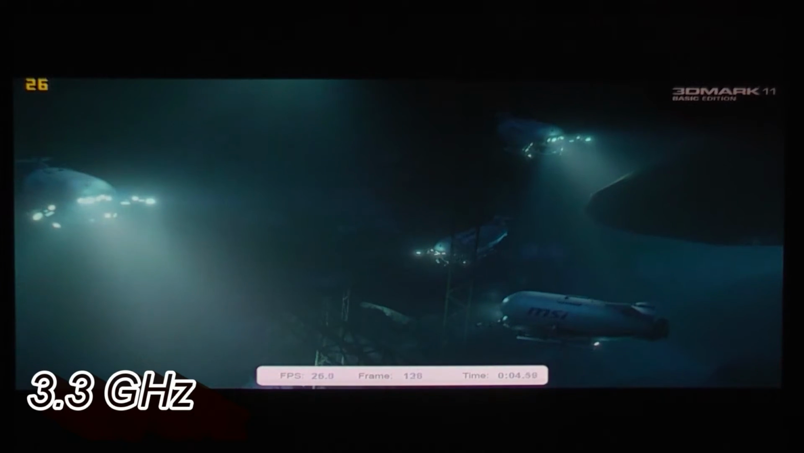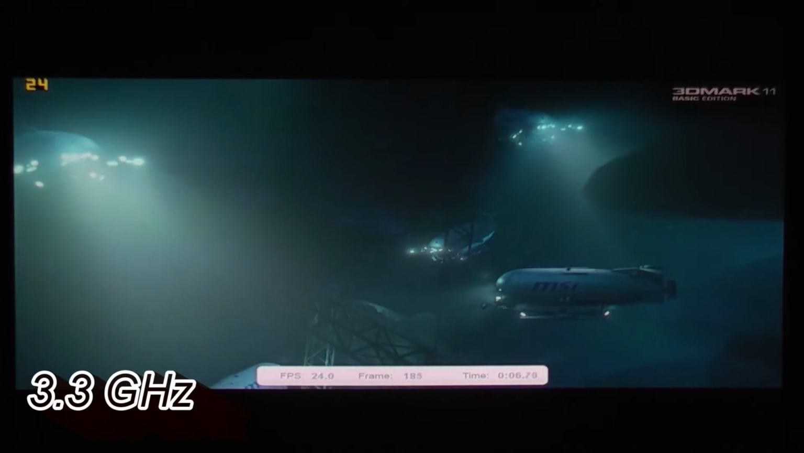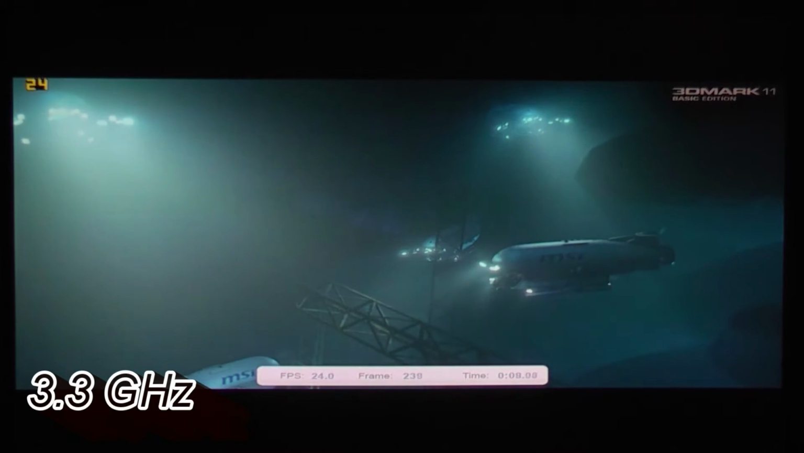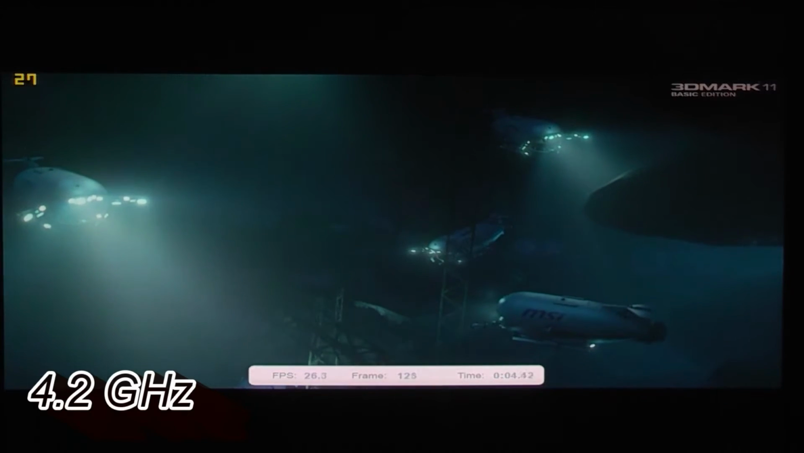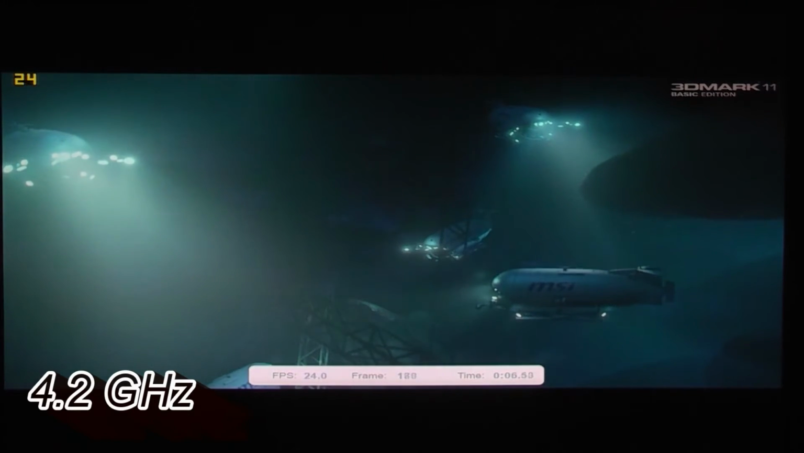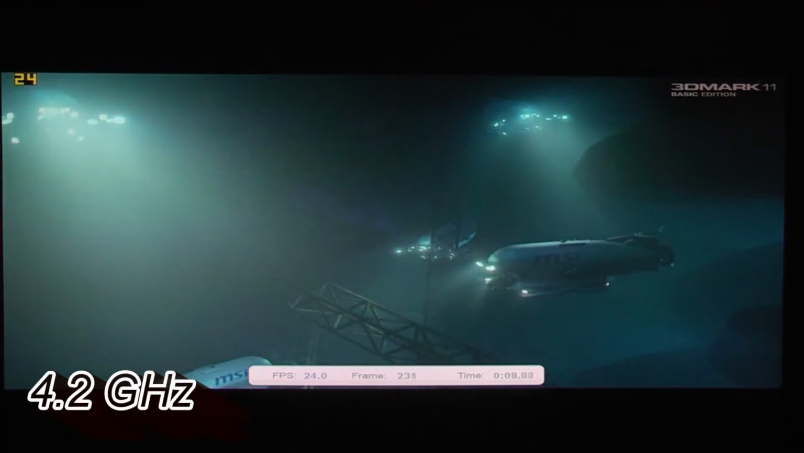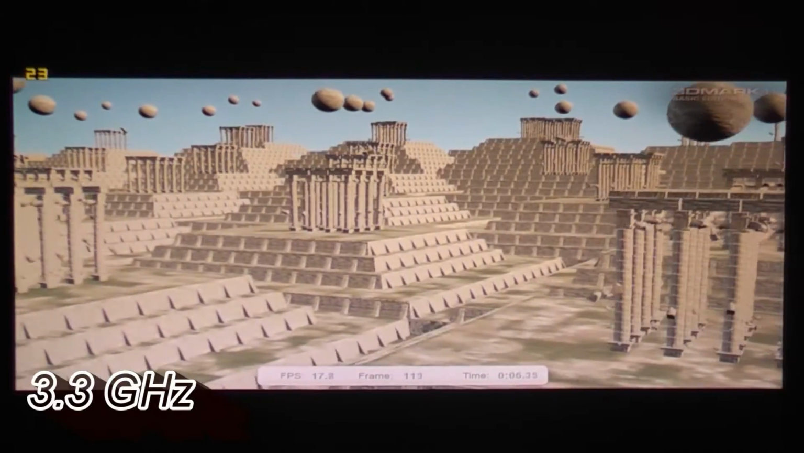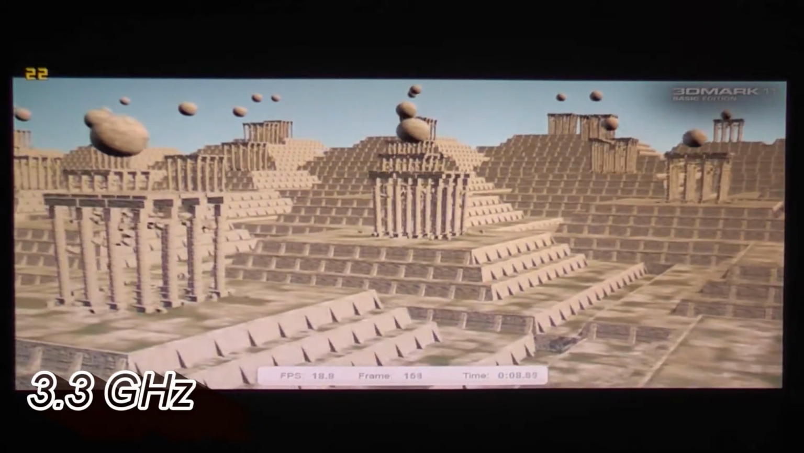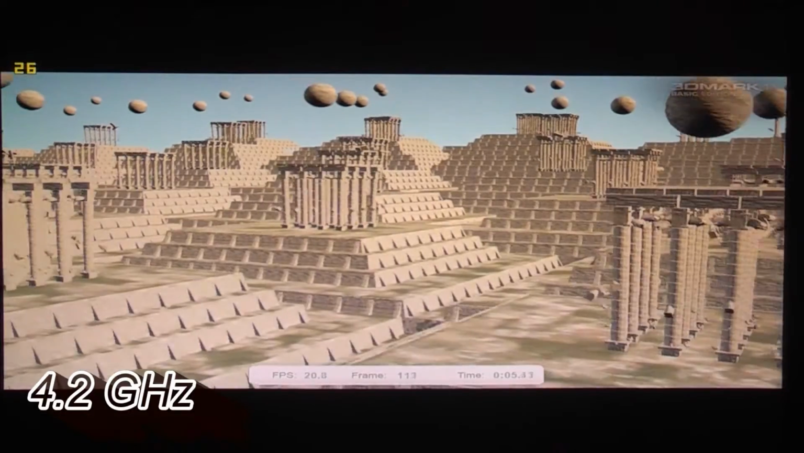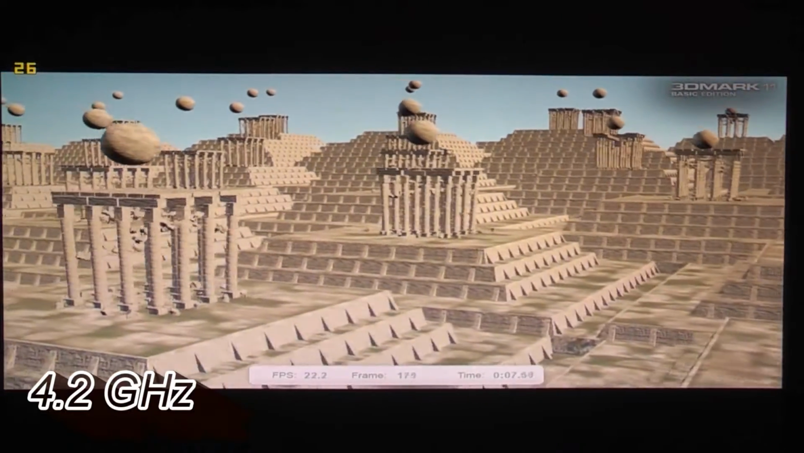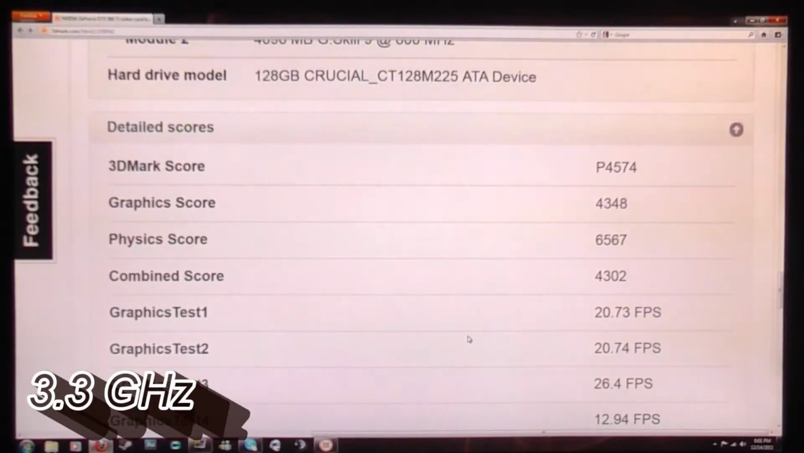With the first test, we can see that it definitely doesn't give us a significant advantage. Here at 3.3 GHz, we have around 24 frames per second. Then at 4.2, we see that the frame rate doesn't improve any at all. The most obvious improvement is in the physics test that uses just the CPU. At 3.3, we're refreshing at 22, and at 4.2, we're refreshing at 26 frames per second. Overall, the score is about even. The graphics score doesn't change, but our physics score, or the CPU score, goes up by a pretty nice margin.